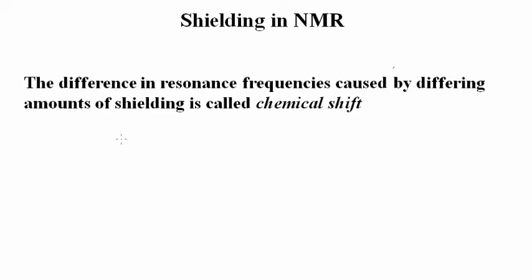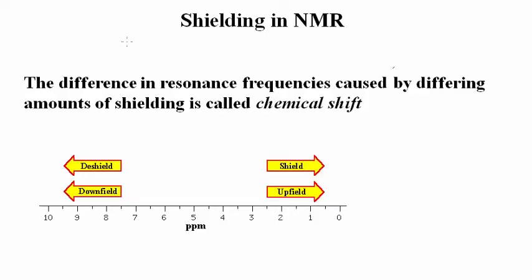Now, the difference in resonance frequencies that are caused by differing amounts of shielding is called the chemical shift. The differences in resonance frequencies among various hydrogen nuclei within a molecule that's attributed to shielding or deshielding are generally very small, but they are measurable enough so that you can get information about different functional groups on the molecules.